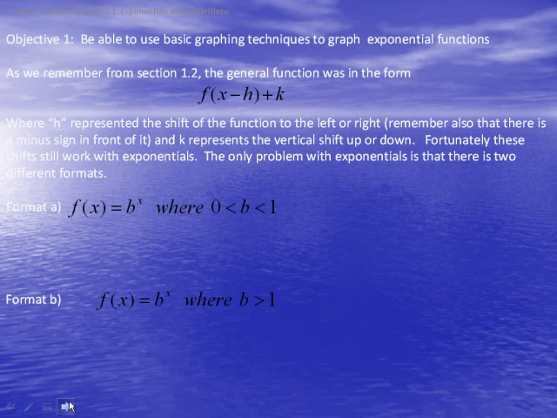In Objective 1, we're going to be able to use basic graphing techniques to graph exponential functions. As we remember back in section 1.2, the general function was in the form of f of x minus h plus k, where h represented the shift of the function to the left and to the right. Remember also that there is a minus sign in front of it. And k represents the vertical shift up and down.